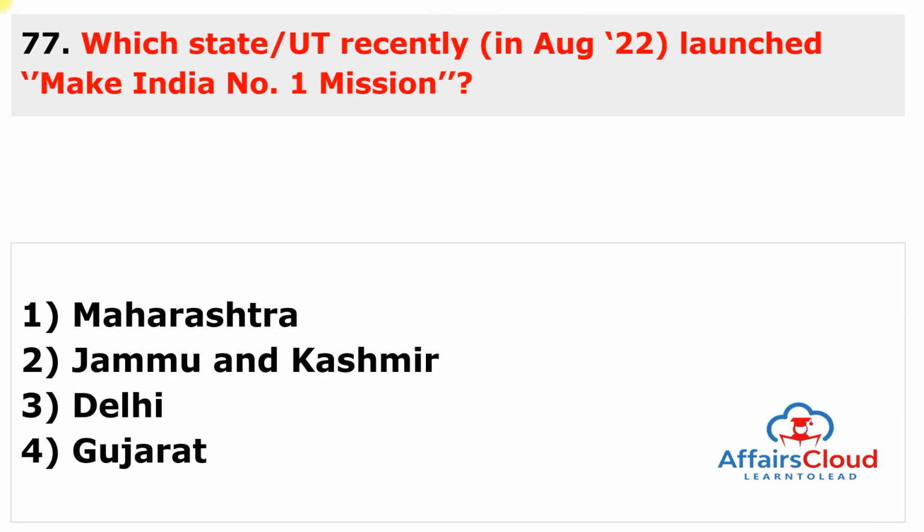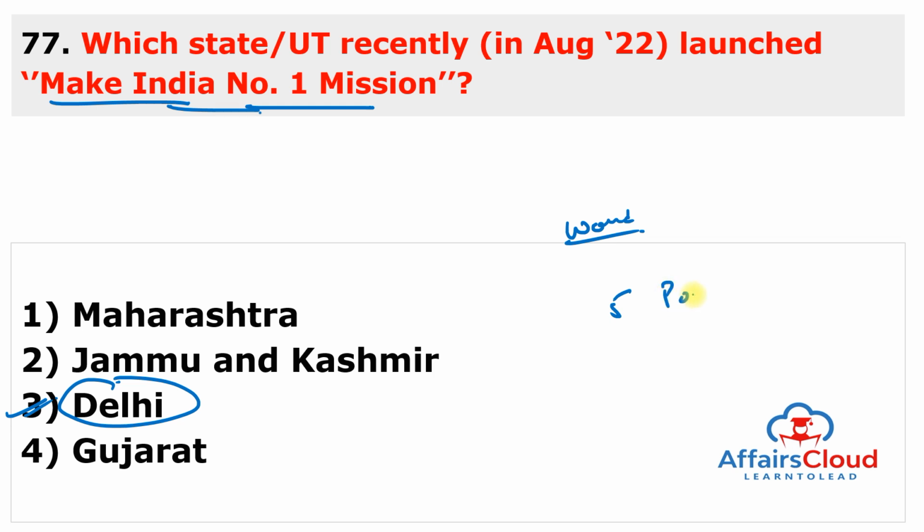The next question is, which state or UT recently launched the Make India No. 1 mission? This is important. Make India No. 1 mission is launched by Delhi. So the answer of this question is 3. So the mission aims to make India the number 1 country in the world, and this is also inaugurated by Delhi Chief Minister and Aam Aadmi Party convener Arvind Kejriwal ji. He also unveiled his 5-point vision.